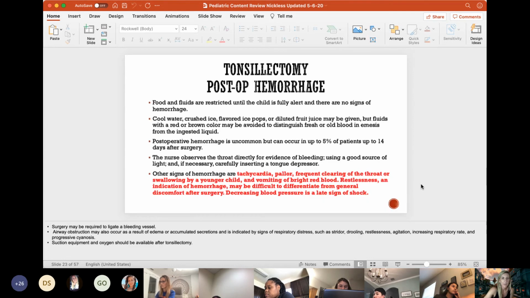Tonsillectomy. Okay, so I've got some extra notes for y'all down here. Don't you love when I put those extra notes in? I know, I kept them in just for you because I love you that much.